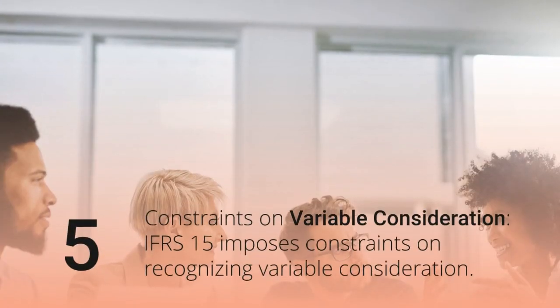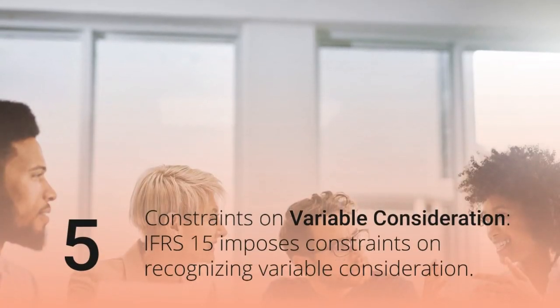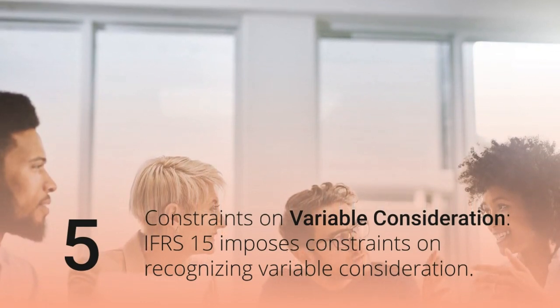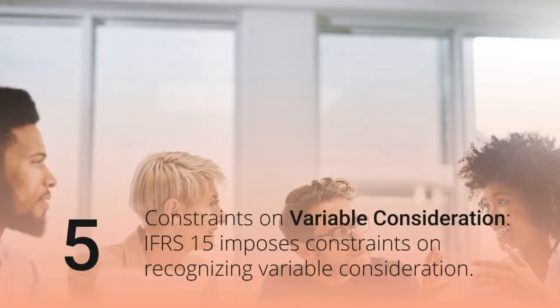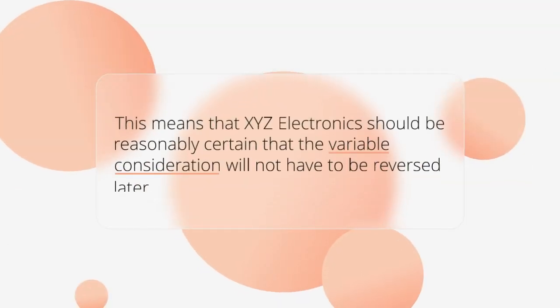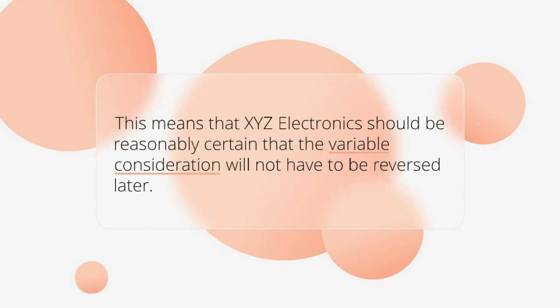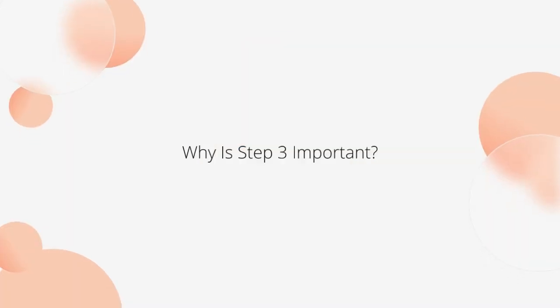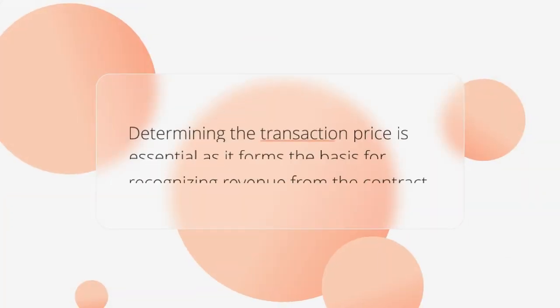Number 5. Constraints on variable consideration. IFRS 15 imposes constraints on recognizing variable considerations. It should only be included in the transaction price if it's highly probable that there won't be a significant reversal in the future. This means that XYZ Electronics should be reasonably certain that the variable consideration will not have to be reversed later. Why is step 3 important?